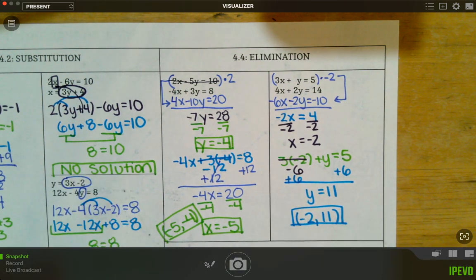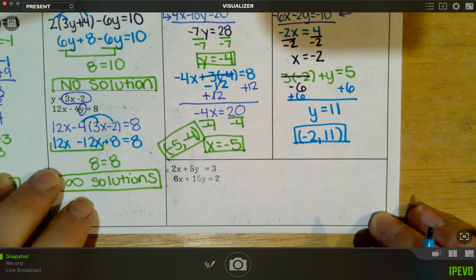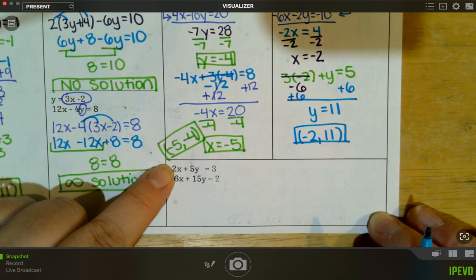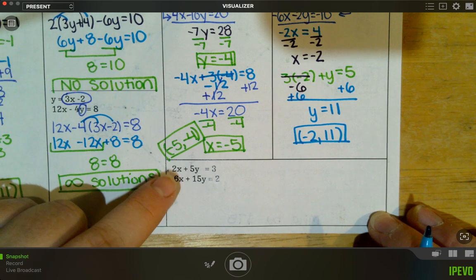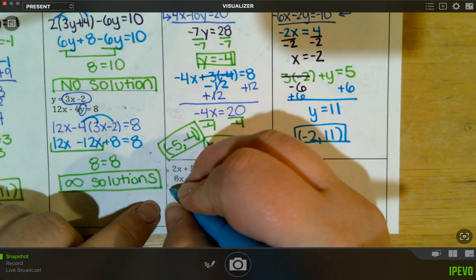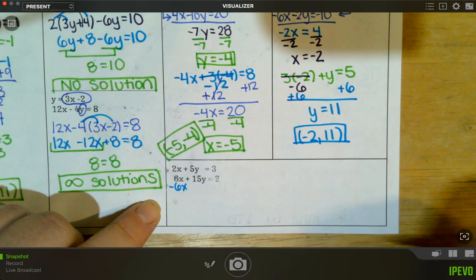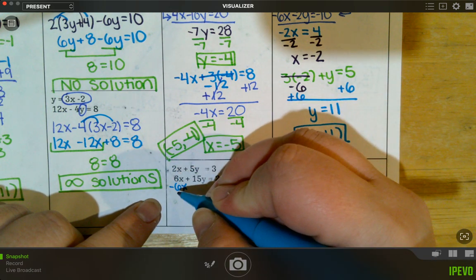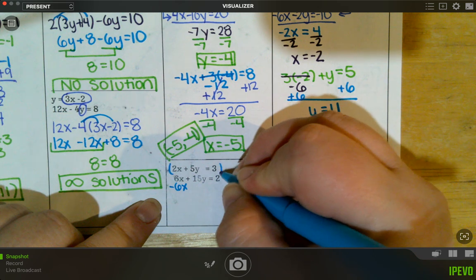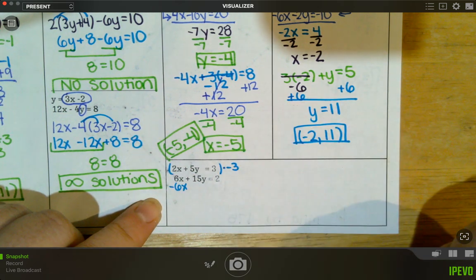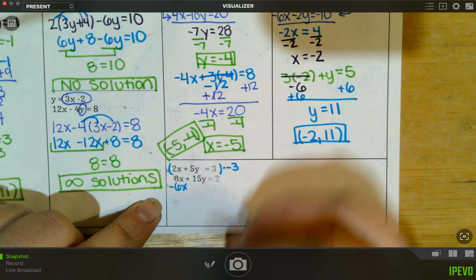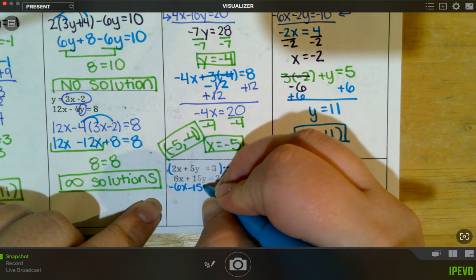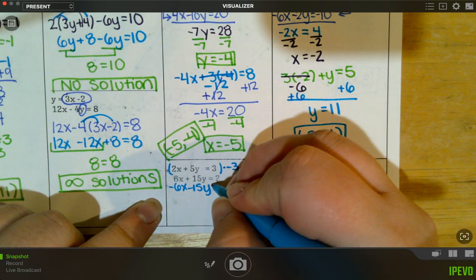And then we're going to do one special case at the very end. Here I want to cancel out my x's. Since this is 6x, I want this to turn into -6x. So you have to ask yourself, what do you multiply 2 by to get to -6? Well, that's -3. 5 times -3 is -15. And 3 times -3 is -9.